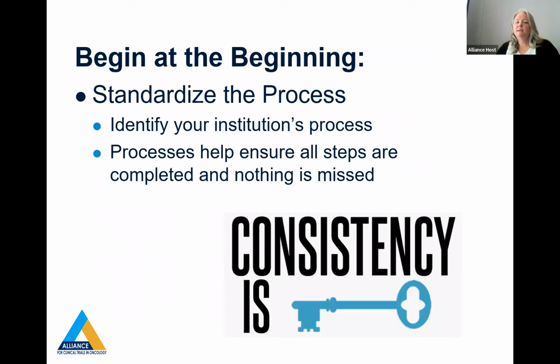So at the beginning, it's really important to standardize your process. Identifying your institution's process helps ensure that you're not missing any steps and that you have everything completed. I like this graphic here about consistency is key. Doing it consistently the same way by your policy and procedure is really key and will help you determine eligibility.